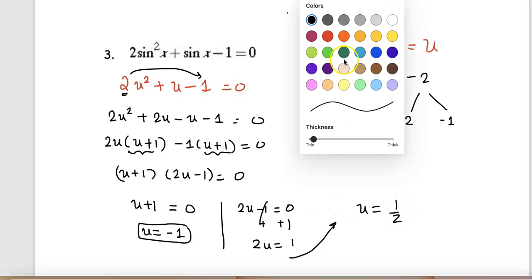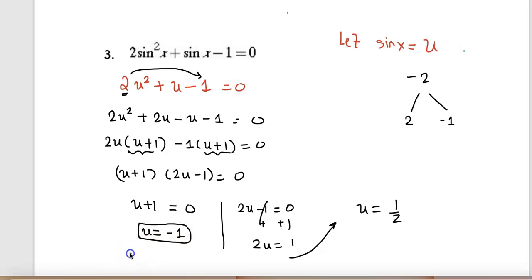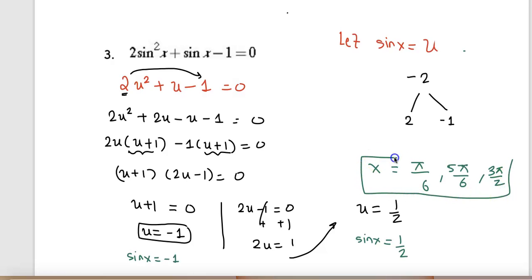Now remember, u is equal to sine x. So it will look like this: sine x is equal to negative 1, or sine x is equal to 1/2. What we are looking for on the interval 0 to 2 pi is when sine is equal to negative 1 and when sine is equal to 1/2. So it is at different places. Our values are x is equal to pi over 6, then 5 pi over 6, and then 3 pi over 2. At these values of x, we will have sine x equal to 1/2 and sine x equal to negative 1.